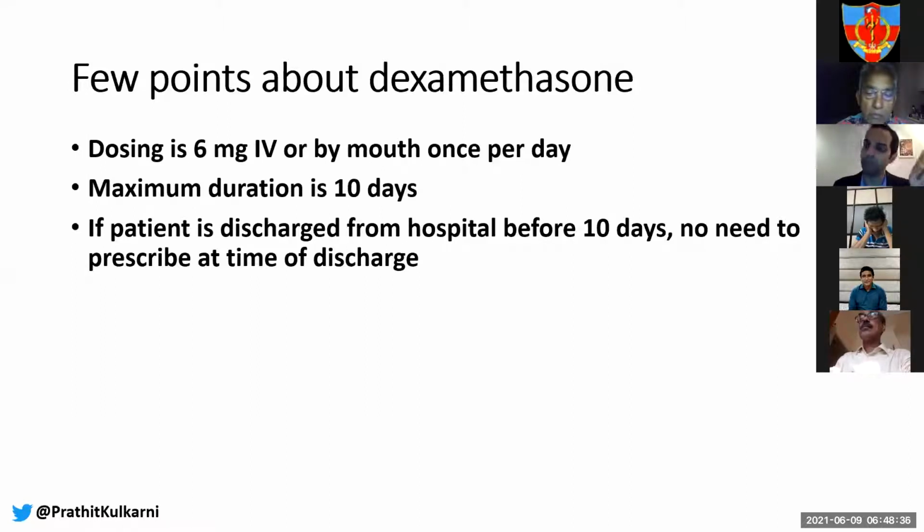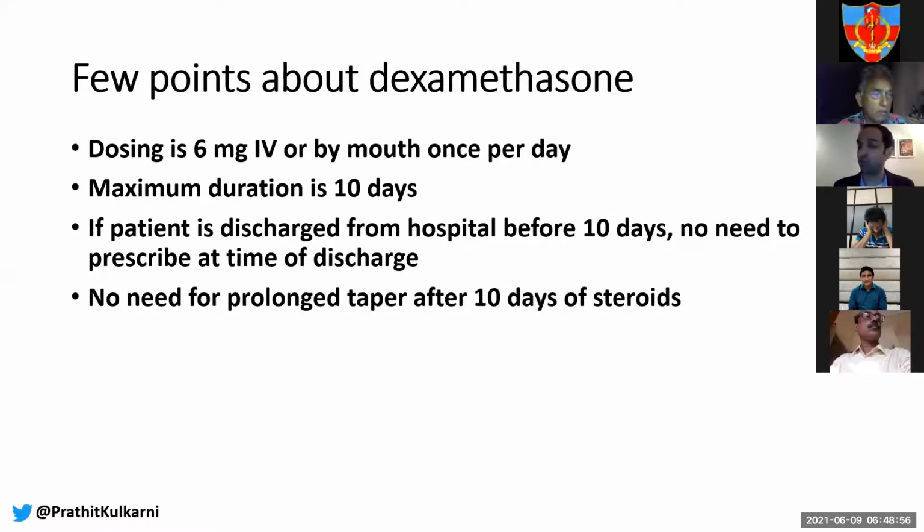So in the large trial that was conducted in the United Kingdom, the RECOVERY trial, dexamethasone was given for a maximum of 10 days, or if the patient was discharged from the hospital, they stopped dexamethasone. If the patient is discharged, they don't need dexamethasone at home after that. There's also no need for a prolonged taper after 10 days of steroids. If you finish 10 days and the patient's doing better, there's no need to taper dexamethasone.